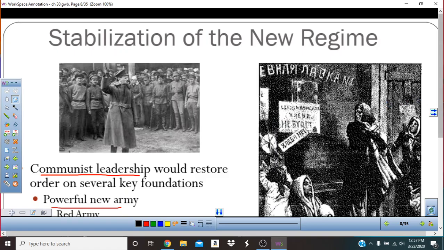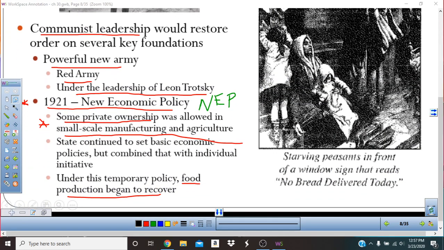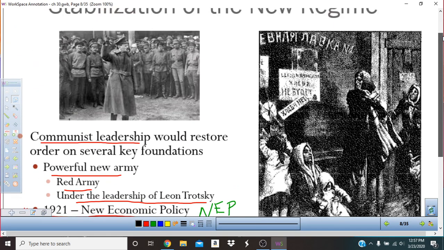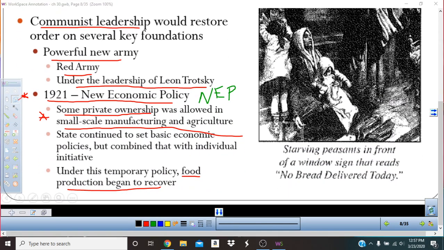All right, so we'll get to that here in a second, but you also need to know this guy right here, Leon Trotsky, pictured right there. This is him right here in the top left of your screen. Leon Trotsky, the reason you need to know him is that he will become the leader of the army, the military for the Russians. The Red Army is what it would be called, Leon Trotsky.